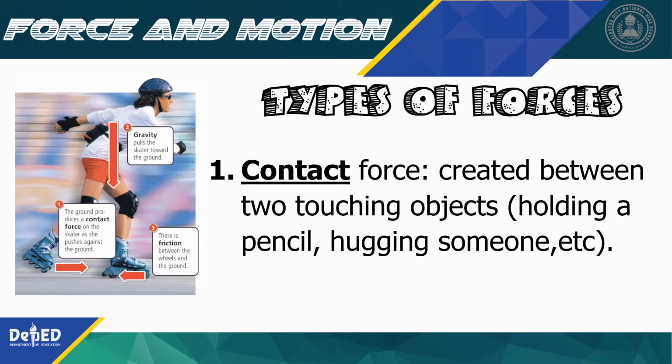And here are the types of forces. First up, we have contact force. It is created between two touching objects. For example, holding a pencil, hugging someone, etc. The figure shows on your left side as an example of a contact force pointing the arrow to the right side, which the ground produces a contact force of the skater as she pushes against the ground.